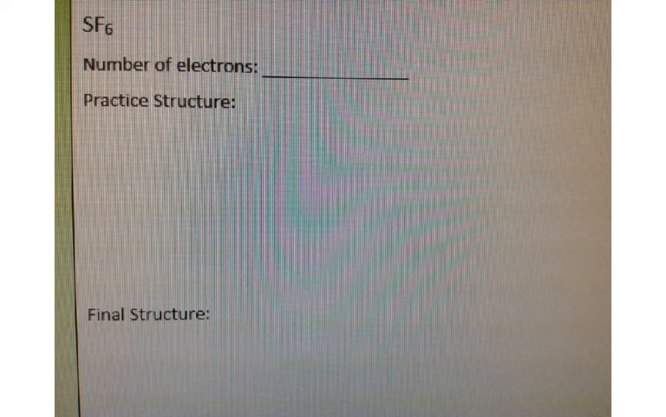In sulfur's case, we still need to count how many electrons they have available. So sulfur has 6 and we have 1 of those. Fluorine has 7 and we have 6 of those.